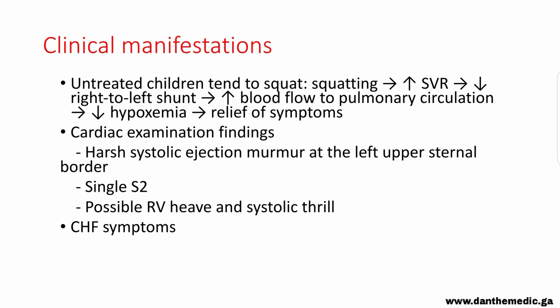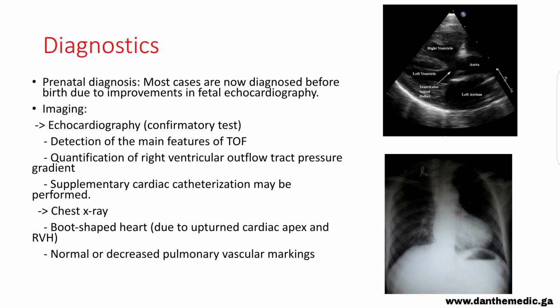So on cardiac examination, we'll hear a harsh systolic ejection murmur at the left upper sternal border, and also a single S2, and then there's also possible right ventricular heave and systolic thrill, and there can also be symptoms of congestive heart failure.